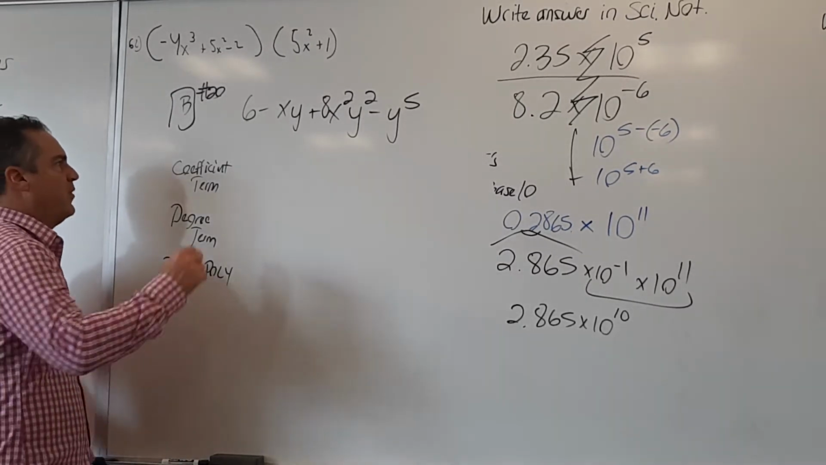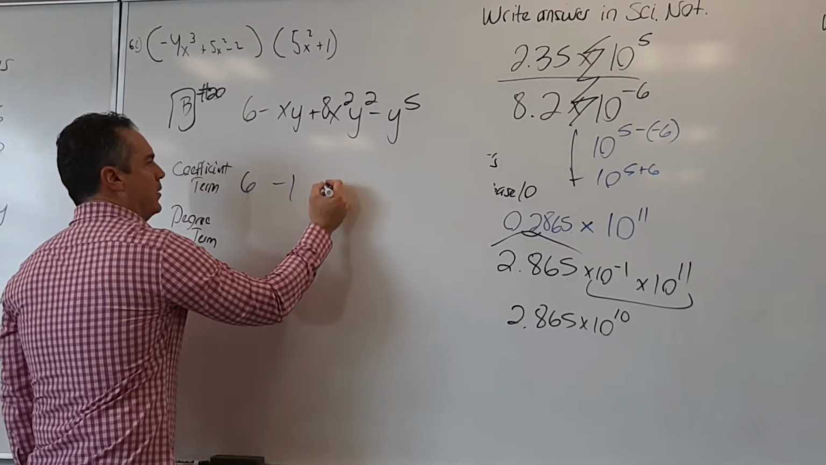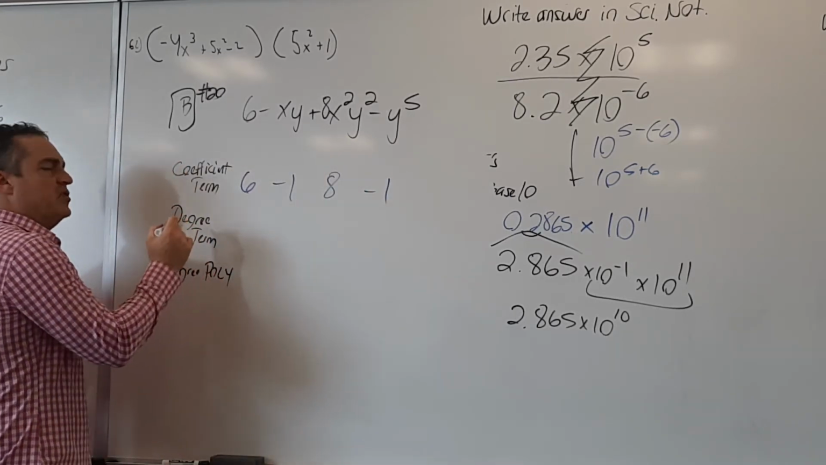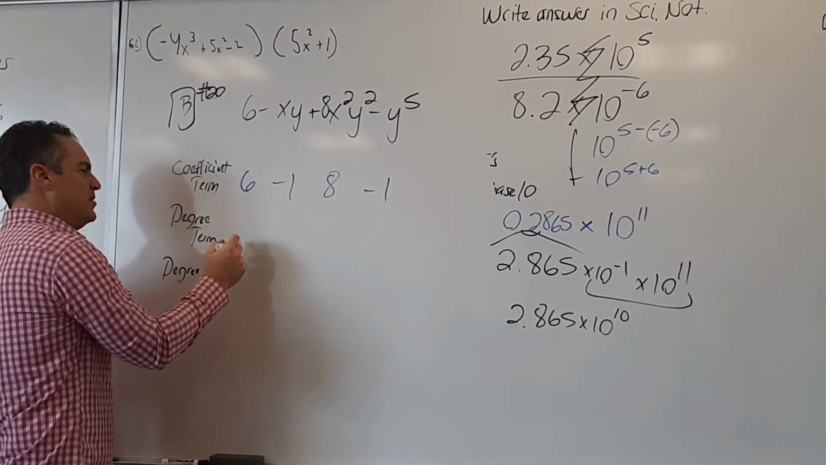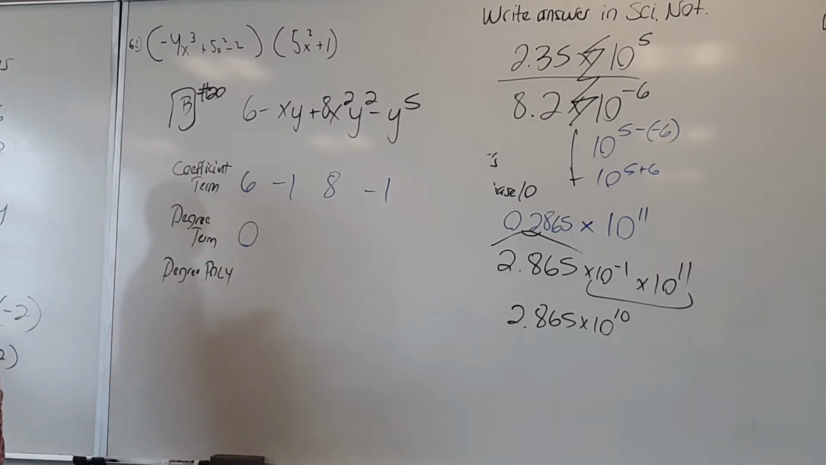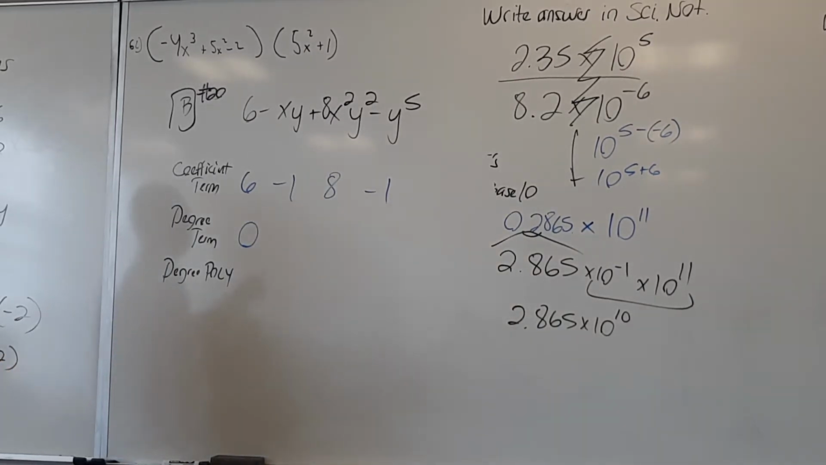What is the coefficient of the first term? 6. Everyone, what's the next one? -1. Next one. 8. Next one. Negative 1. Okay? What's the degree of the first term? It's 0. We talked about this. Remember, please listen, we're not learning anything new here. On Wednesday, in our lecture, in class, we said that the degree of a term is the sum of the degrees of the variables in that term.